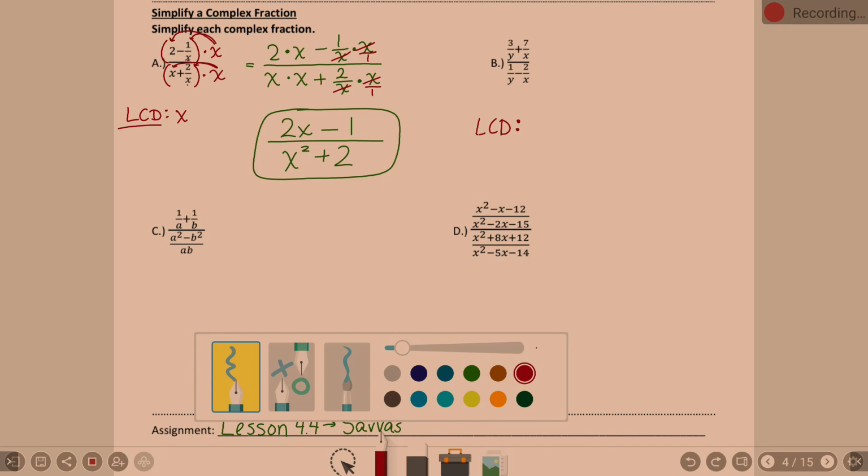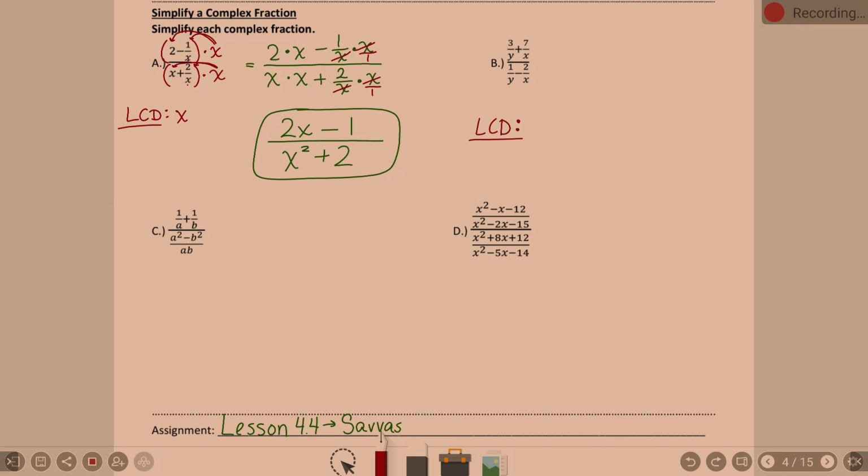Look at the denominators up top and the denominators down below. I want between all of those denominators one common denominator. So, what are the pieces you see? You see an x, yes? And you see a y. If we have denominators that have x's and denominators that have y's, when you put that together, what's my common denominator? xy.